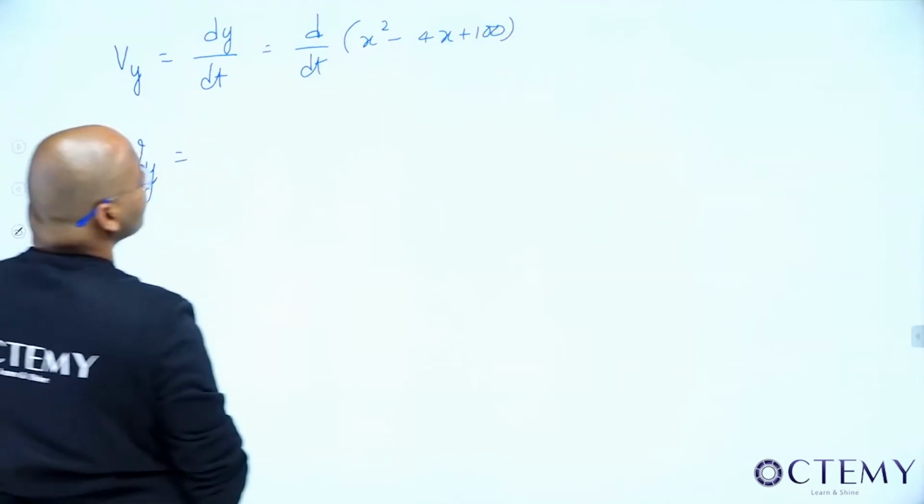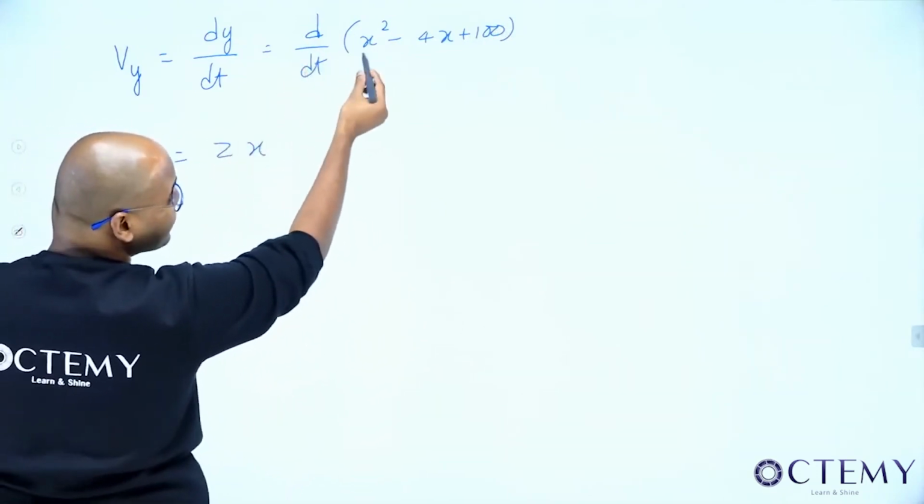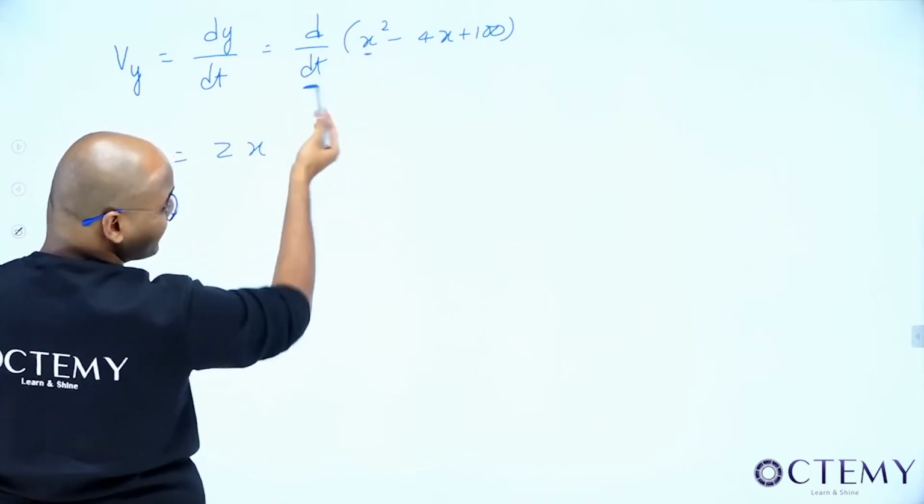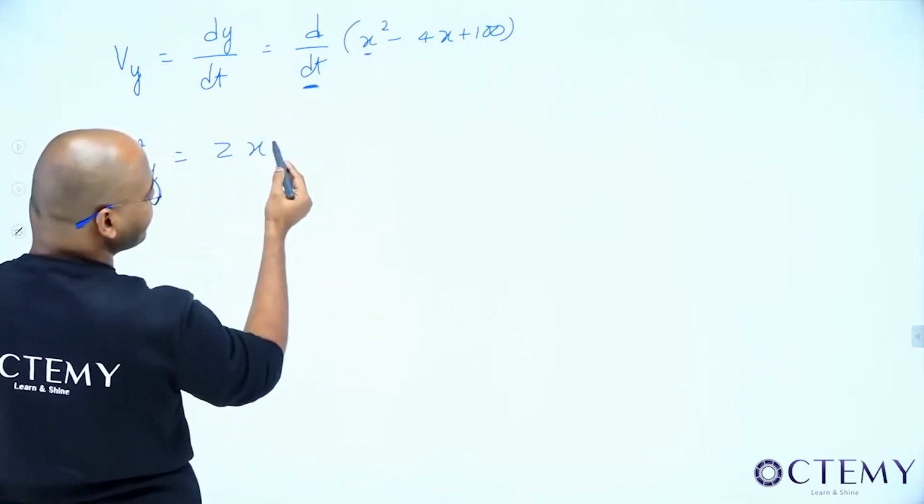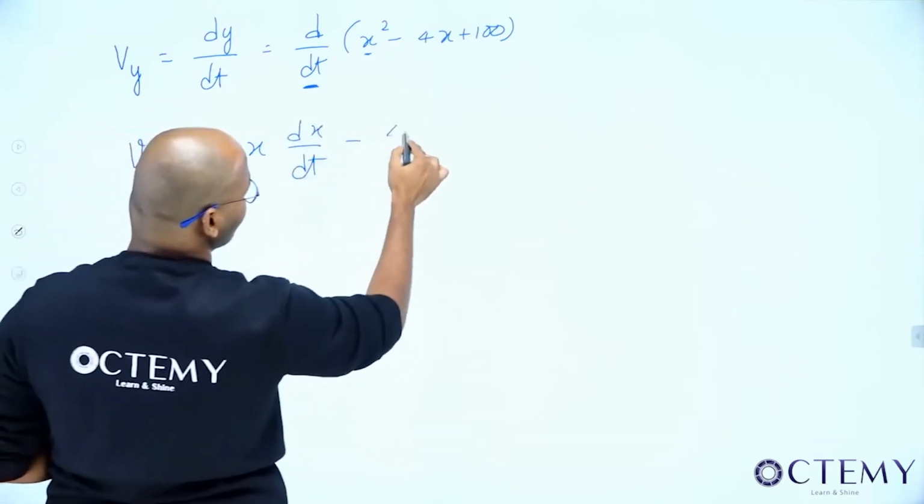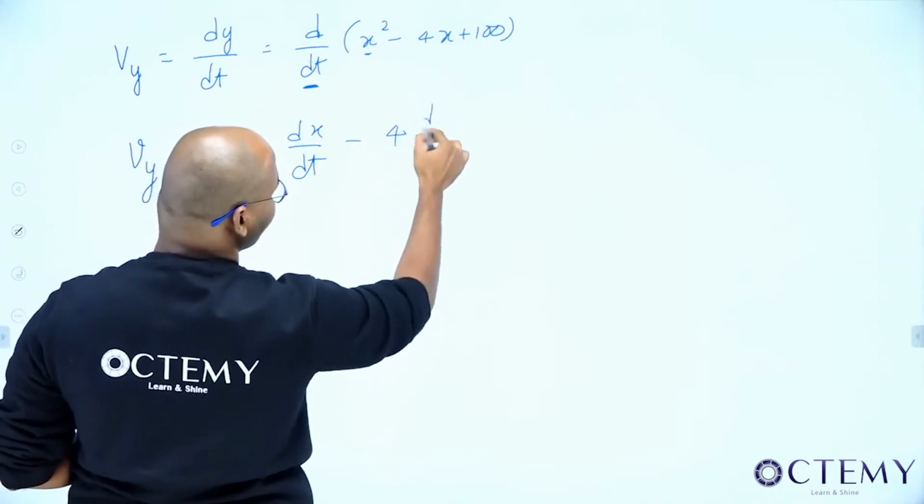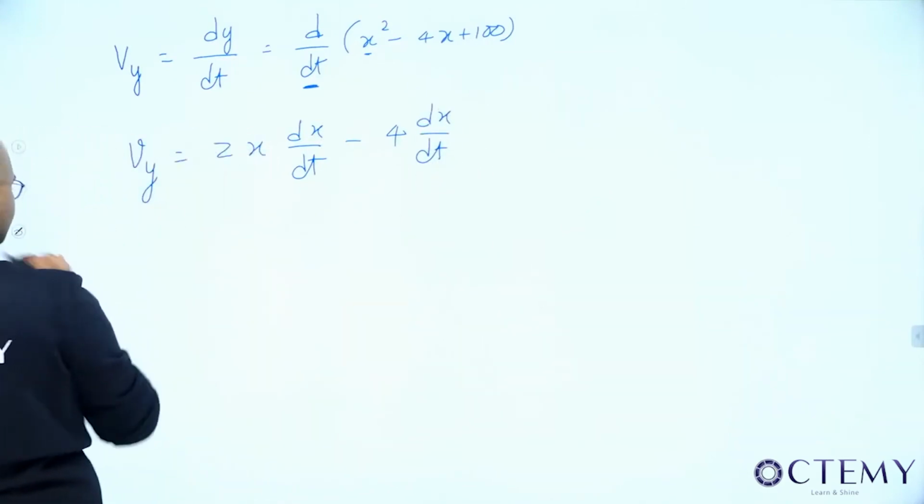Differentiate it, 2x into, sir, this is x. We are differentiating with respect to time. Be cautious. Don't just write 2x. It is into dx by dt. Minus 4. X derivative is 1 into dx by dt. Constant will become 0. So what is dx by dt?